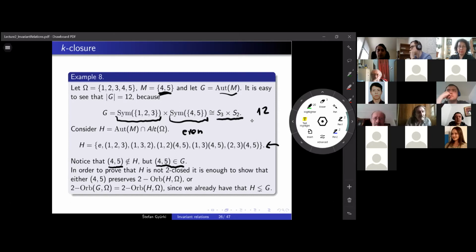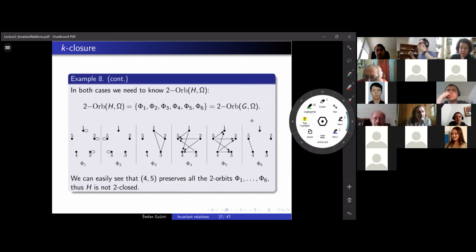Now, if we would like to prove that this group H is not two-closed, then we have 2 possibilities. On one hand, we can prove that this transposition (4 5) is not contained in H, and it preserves the 2-orbits of the group H, because this will clearly mean that I have found an element which is preserving the 2-orbits of H, but it is not in H. That means that the two-closure should be bigger than the original group. Or I can count the 2-orbits of the group G and compare with the 2-orbits of H. Now, in both cases, we have to know the 2-orbits of the group H.